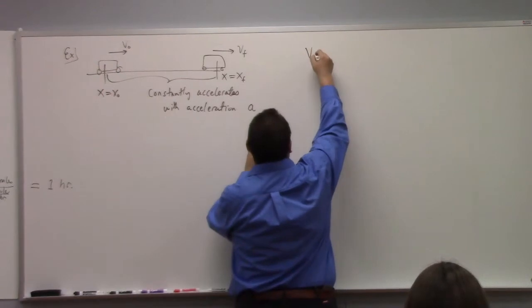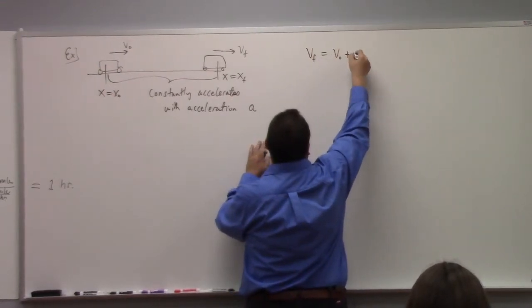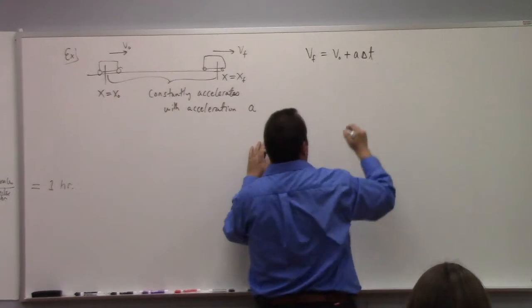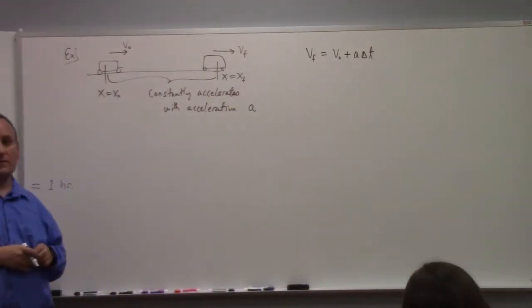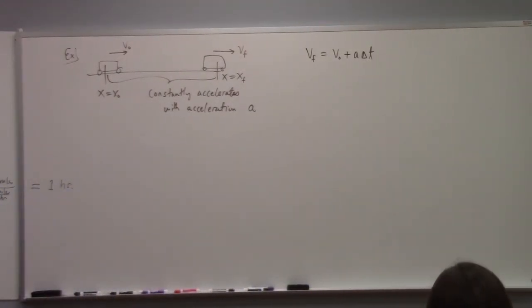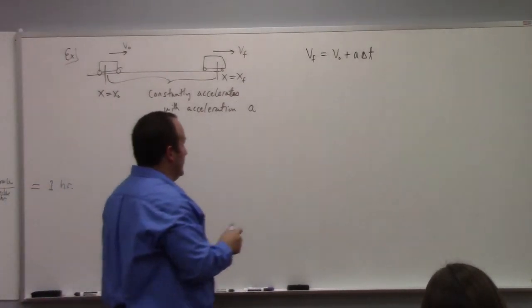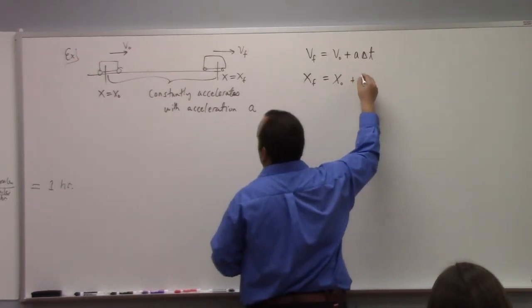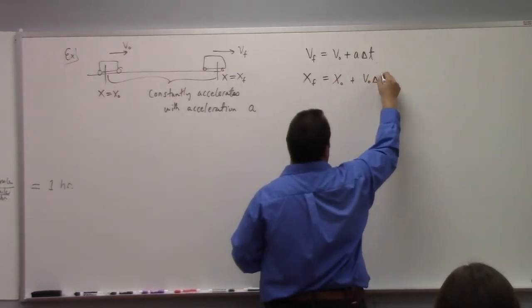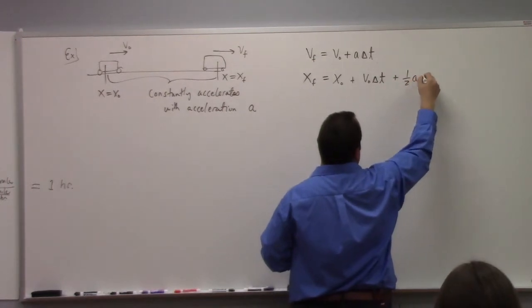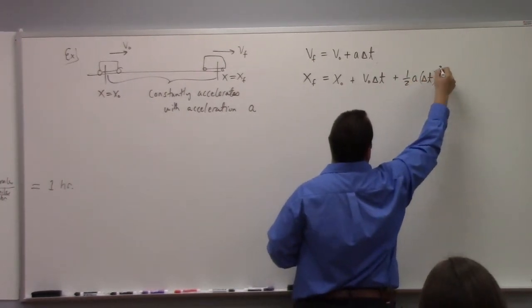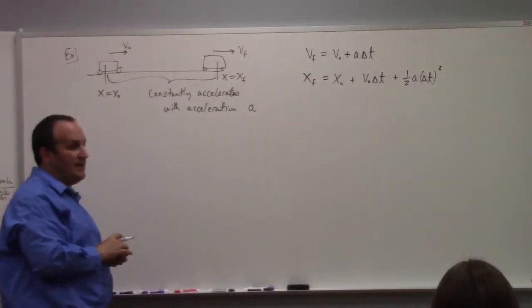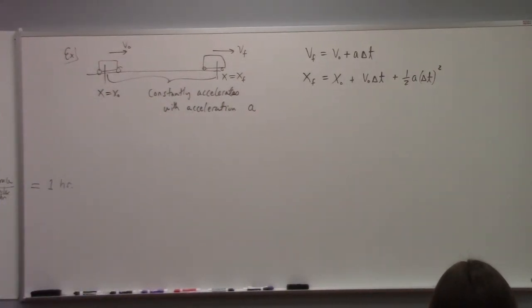First of all, the final velocity is equal to the initial velocity plus the acceleration times the time elapsed. That's one thing we know. What else do we know? We also know that the final position would be equal to the initial position plus the initial velocity times the time elapsed plus 1/2 the acceleration times the time elapsed squared. So those are the kinematic equations for the velocity and also the position. What else? There are trickier things we know.